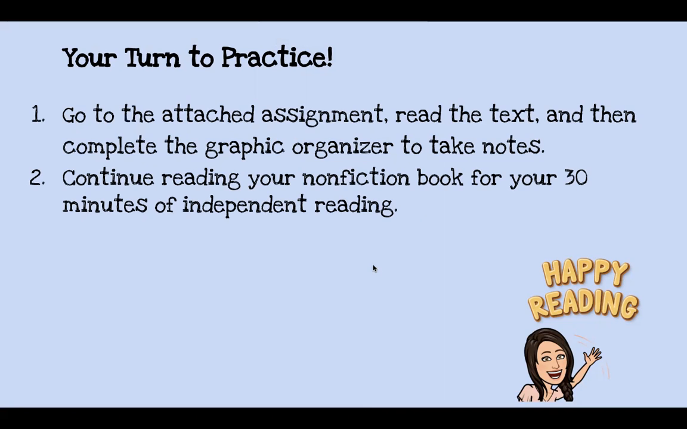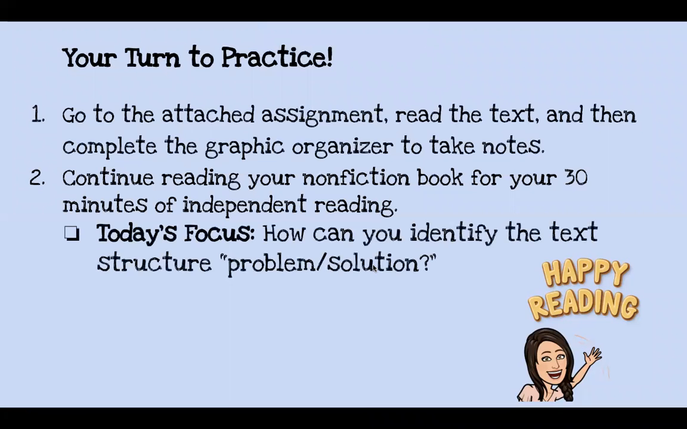And then you can jump into your independent reading time, reading your nonfiction books, and keeping in mind how you can identify a problem solution text and why it's important for us to be learning and reading them.